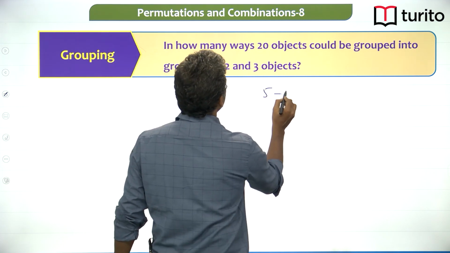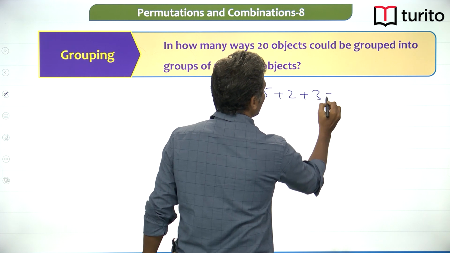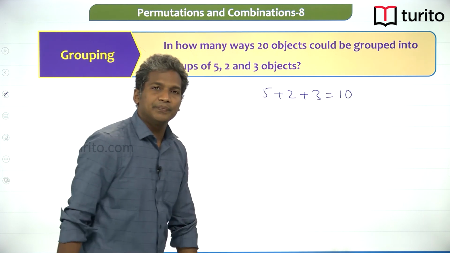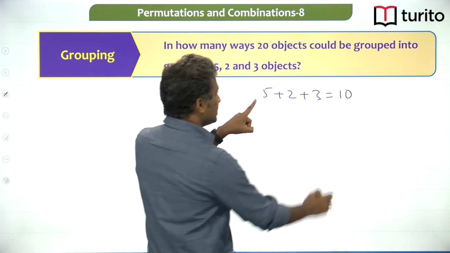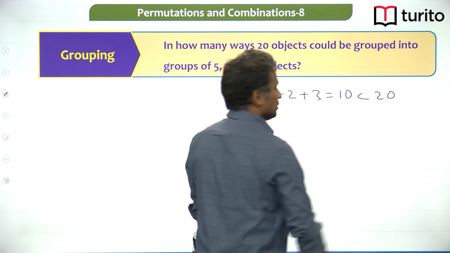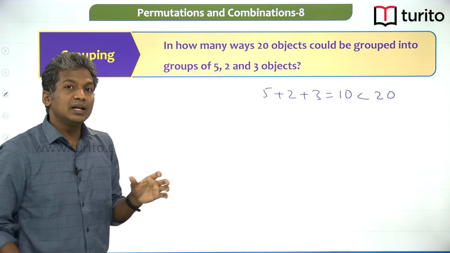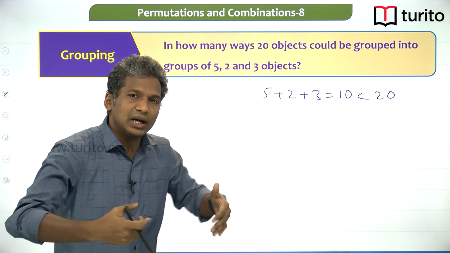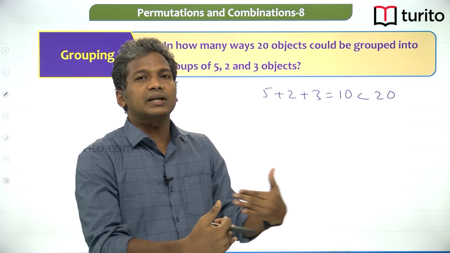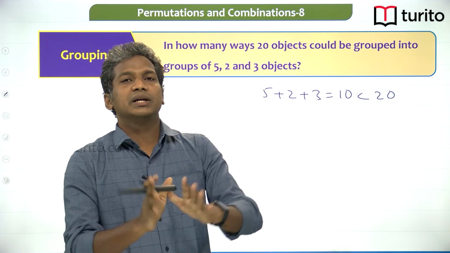Now if you add these 3, the summation is 10, which is definitely not equal to total. Total is 20. So then what happens? Then there could be a confusion. But let us start from the fundamentals and try to understand what is happening in the process.